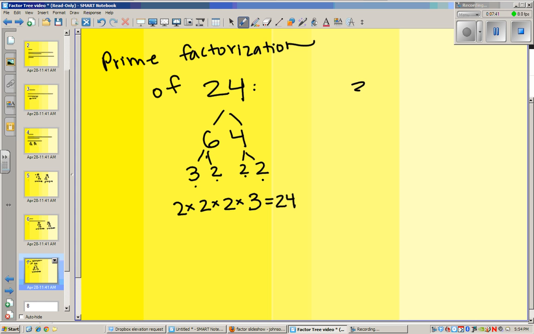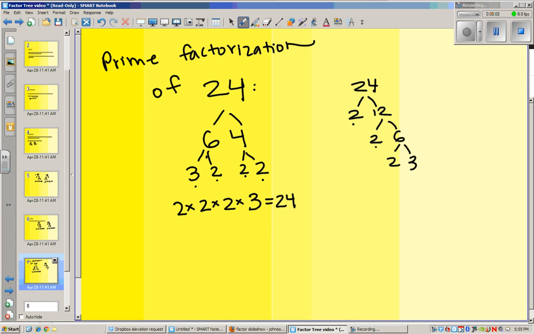Maybe you did 24 and you used the factors 2 times 12. Let's see if we get the same prime factorization. 2 we can't break down because it's a prime number. 12 we can break down. I'm going to use 2 and 6. 2 we can't break down any further. We're going to stop there. 6 we can. It's not a prime number. So I'm going to use 2 times 3.